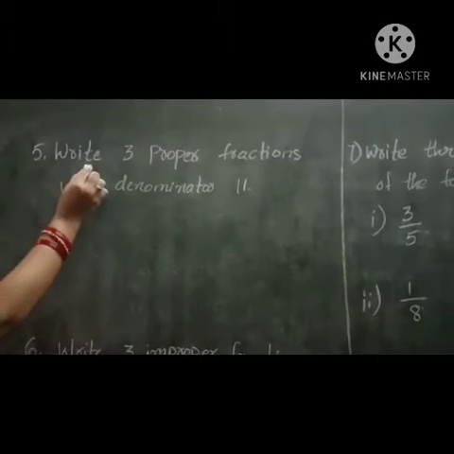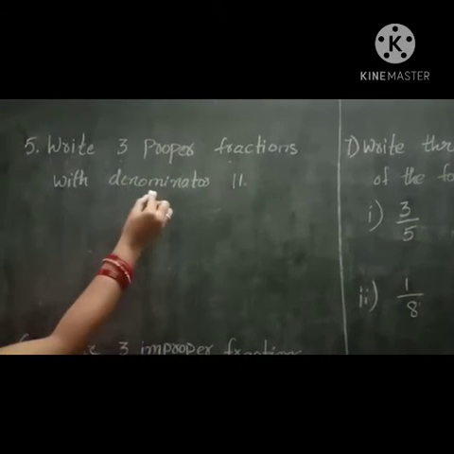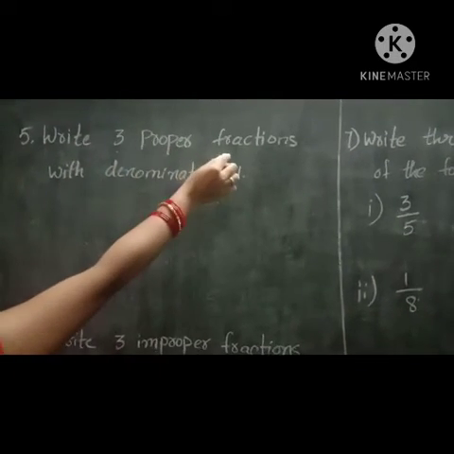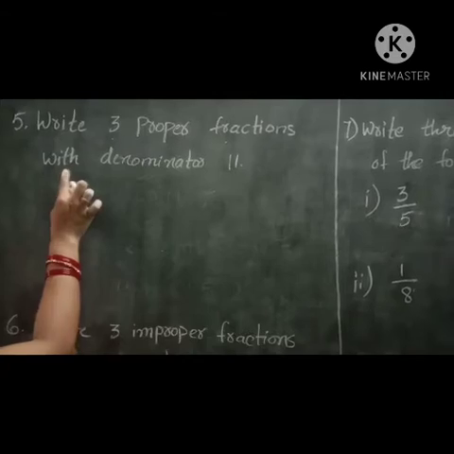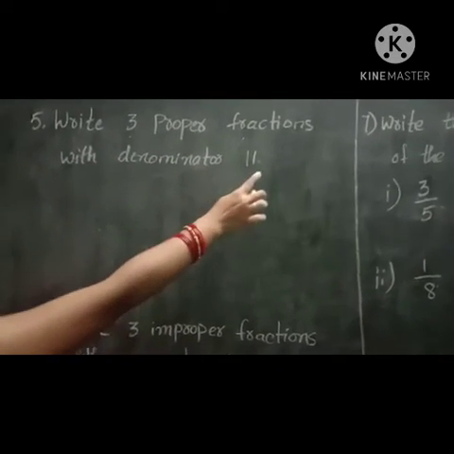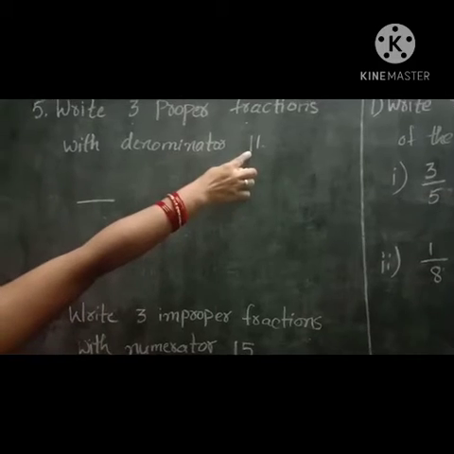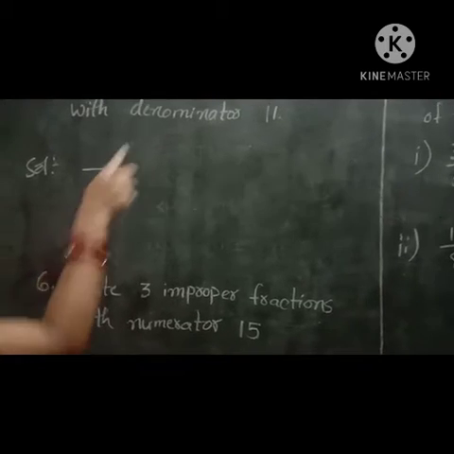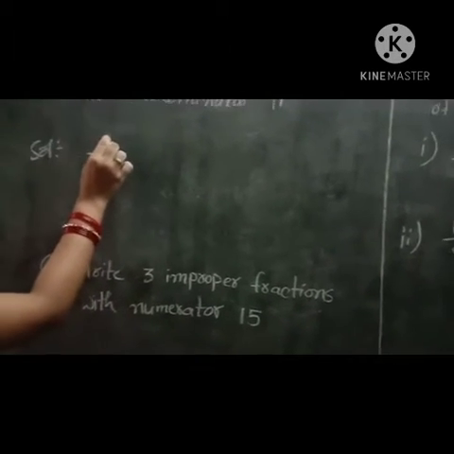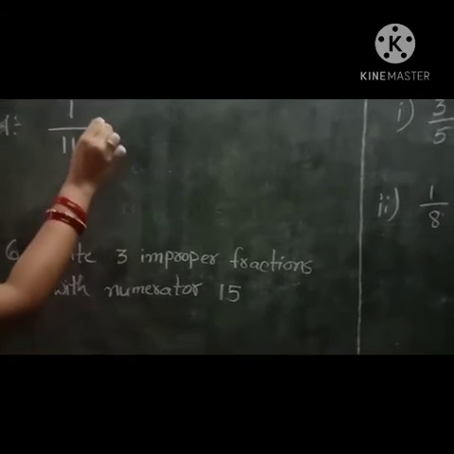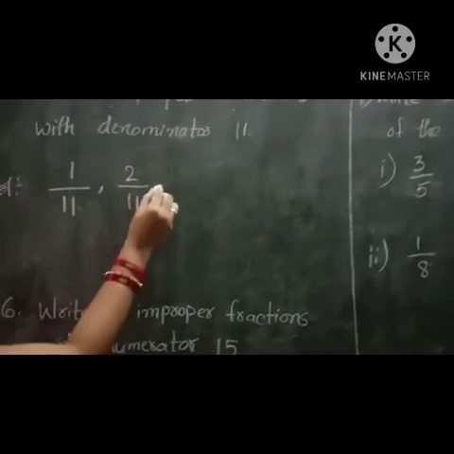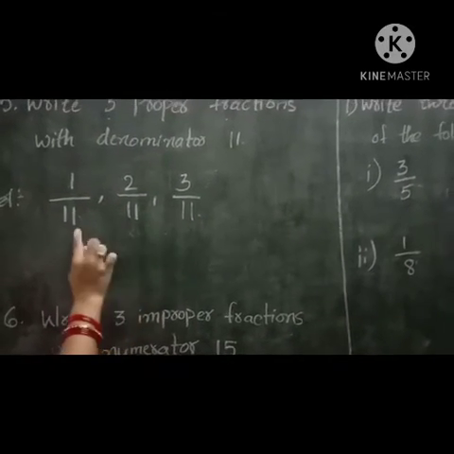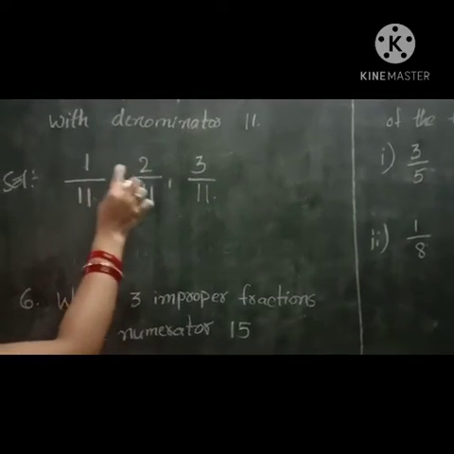Next, fifth one. Write 3 proper fractions with denominator. Which one? Yes, 11. Write 3 proper fractions. We have to write 3 proper fractions by using the denominator number 11. See here which number they gave in denominator? Yes, 11. See the solution. The denominator number is 11. Proper fraction means numerator number is smaller number, no? Yes. See 1 by 11. Next 2 by 11. 3 by 11. Here the denominator is only 11. We have to change only the numerator numbers.